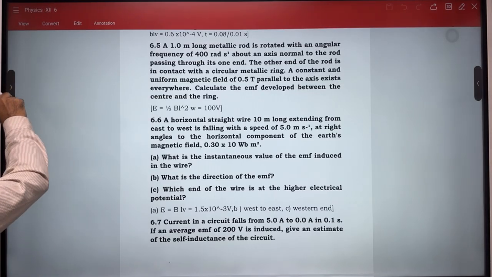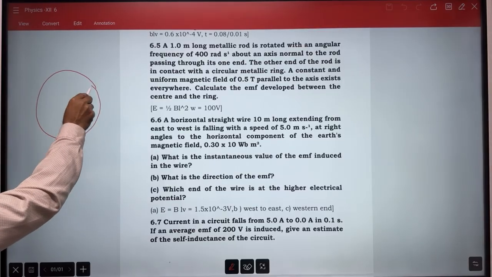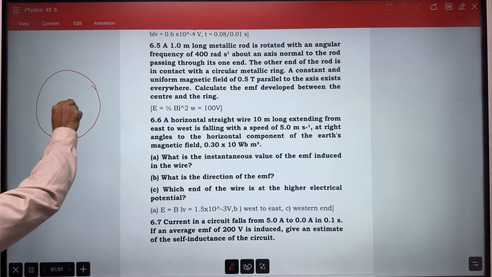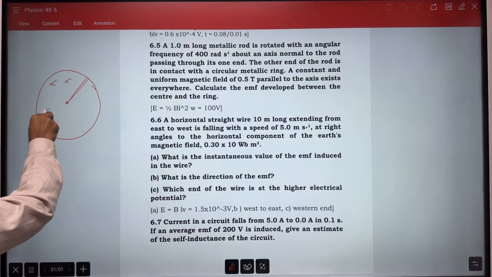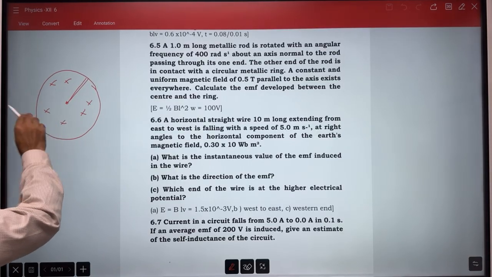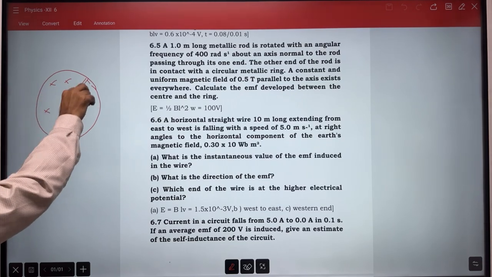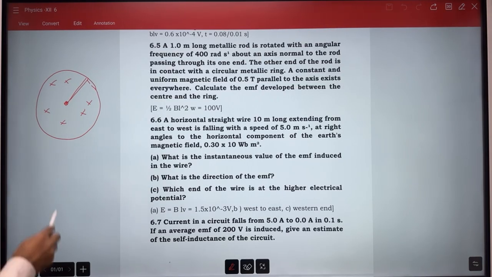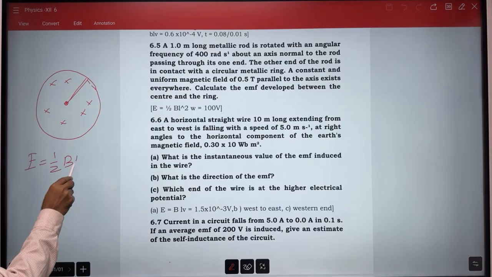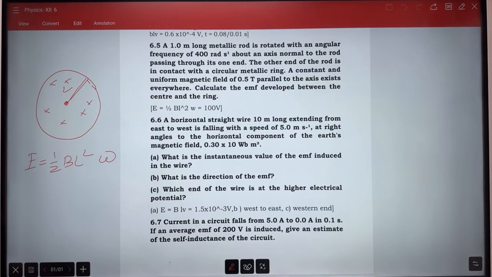If you remember, we have done one derivation also, that this is a metallic rim, here there is a wire, this rotates, there is a magnetic field which is perpendicular, and this is the fixed end, this rotates and it remains in contact with this metallic wire or metallic rim. Then the EMF developed is given by 1 by 2 B L square omega, where L is the length and omega is the angular velocity.